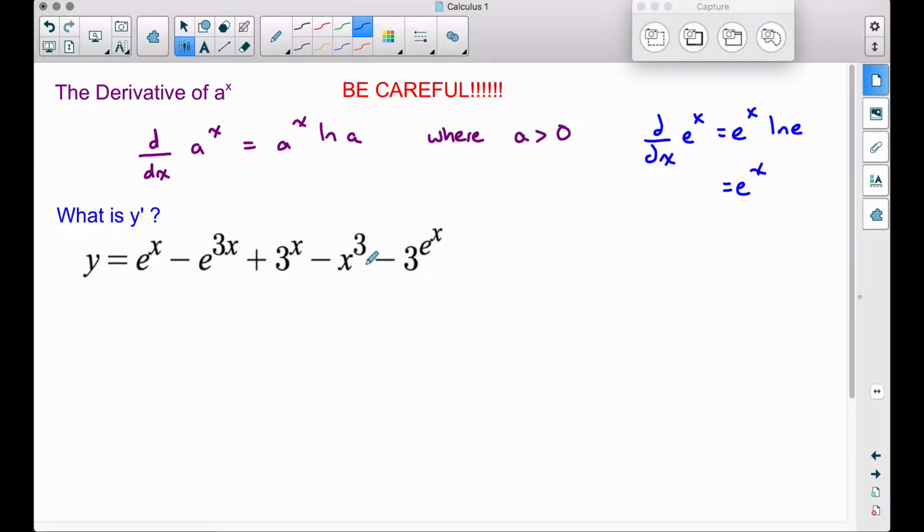All right, so let's look down here at this example. I have some other pieces in here too, because you need to be careful when you're finding derivatives of a to the x versus x to a power. Those two right there, I see students get those mixed up all the time. So here we go. What is y prime?